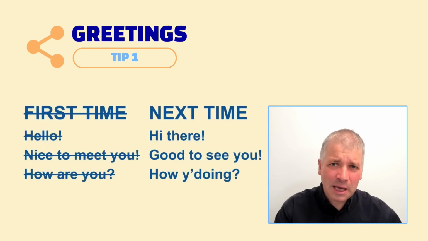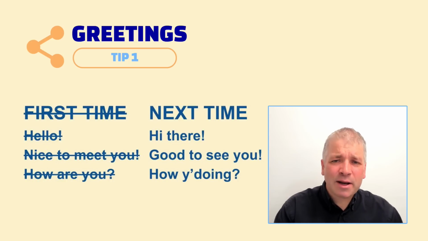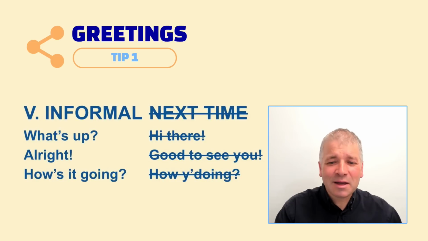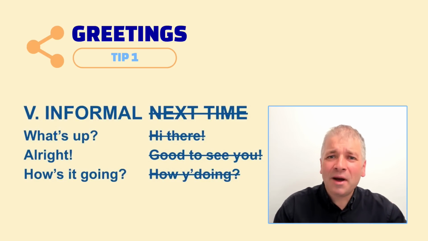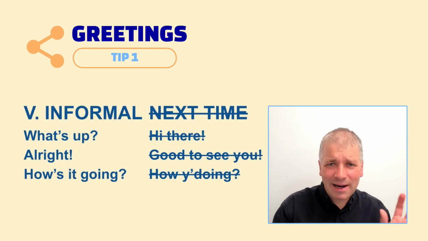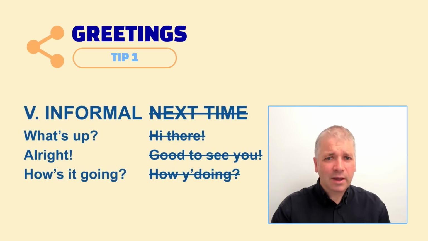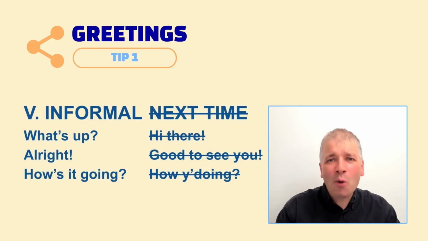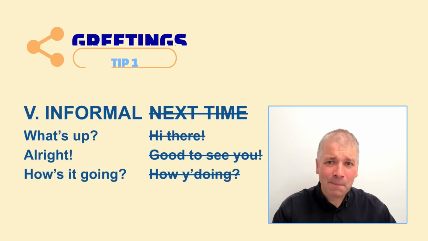But once we get to know people a bit better, we tend to change our greetings. We might say, "Hi there," or "Good to see you," or "How you doing?" And then when we get to know people really well, sometimes we may use even more informal phrases. Informal means the language you use in very relaxed situations with friends. And people might say to you, "What's up?" "All right." "How's it going?" And these phrases all really mean hello, but they become more informal as you get to know people better.